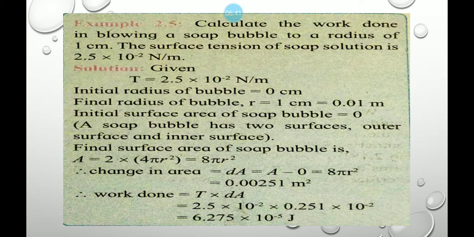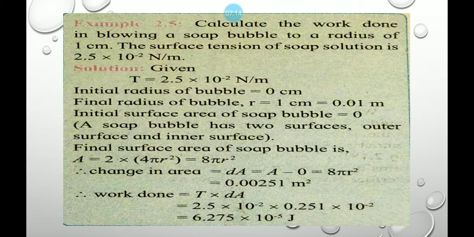And for work done we have to know the formula, work W is equal to T into A, surface tension into area. Here you are given T, that is 2.5 into 10 raised to the power minus 2. Initial radius of the bubble is 0 centimeter. Final radius of the bubble is R equal to 1 centimeter is given here, that is 0.01 meter. Initial surface area of the soap bubble is also equal to 0.